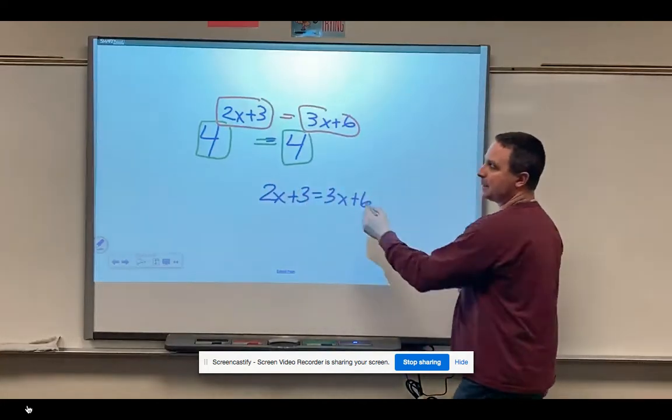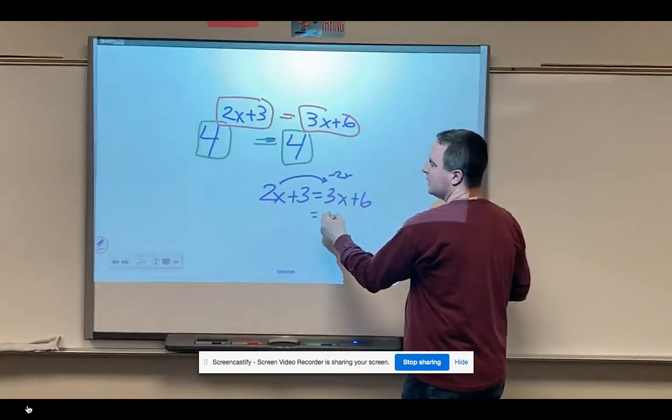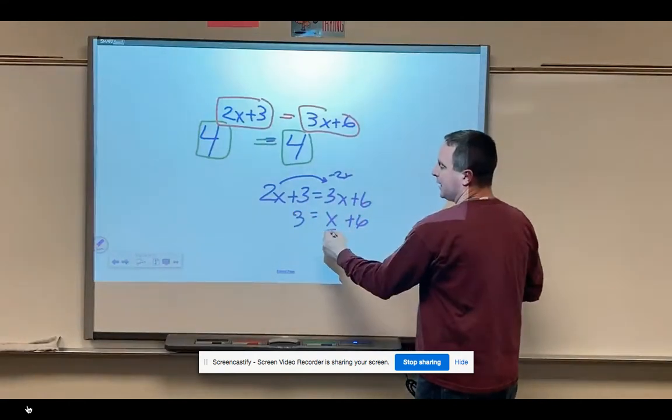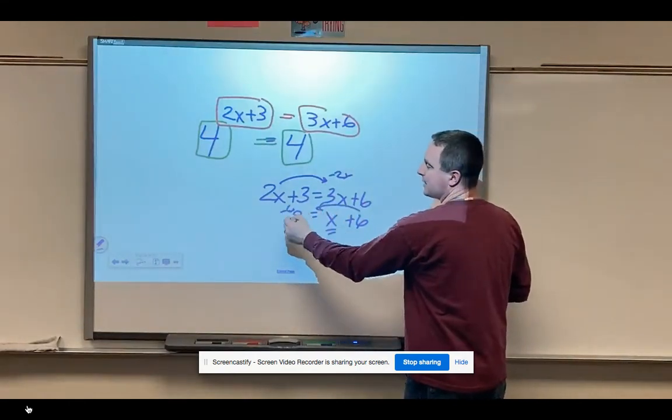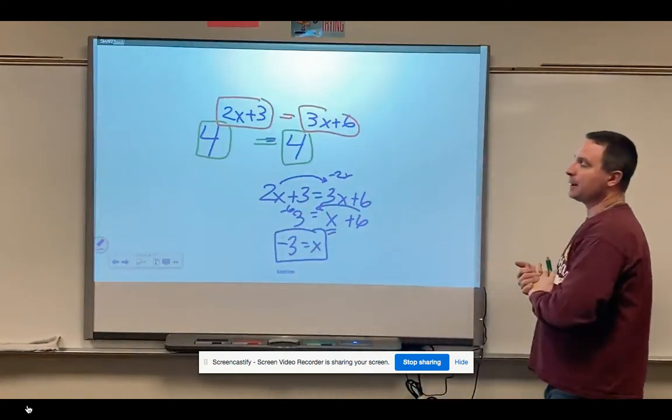I'm going to do this really fast here, but I'm going to move my x's over to the same side. I'm going to subtract 2x. So I get 1x plus 6 equals 3. And then just to get x by itself, I'm going to subtract 6, and I'll get negative 3 equals x. X would equal negative 3.